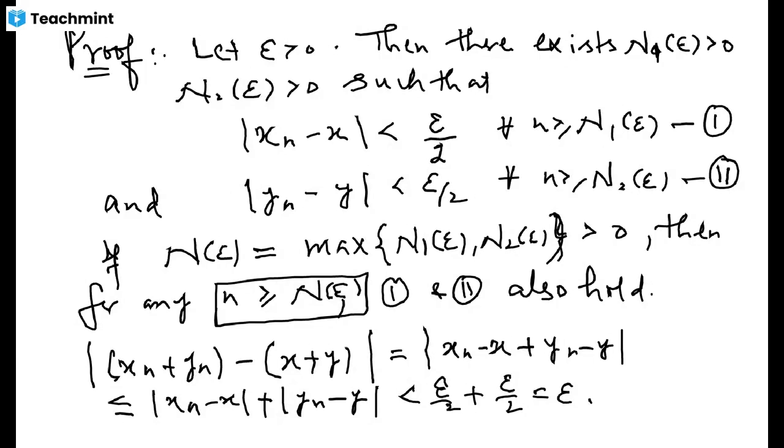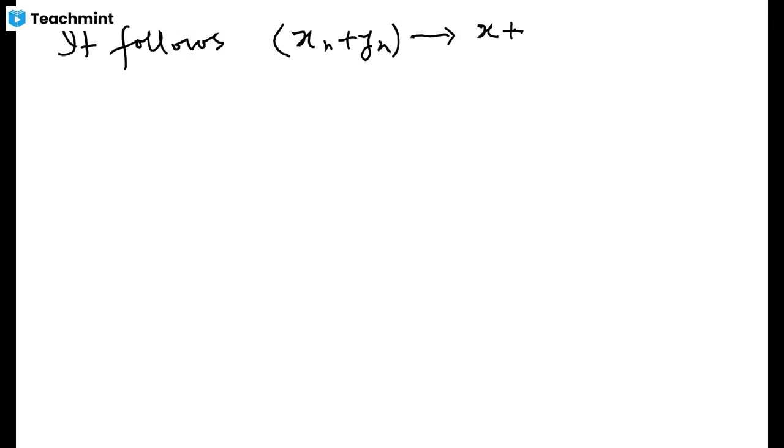Then we have been able to find a natural number n, which clearly depends upon epsilon, such that whenever you have n greater than or equal to n epsilon, the distance of the terms of the sum of the sequence from the sum of the limits, that is x plus y, is less than epsilon. And epsilon was an arbitrary number, and hence by following the definition of convergence, it follows that the sequence xn plus yn is a convergent sequence and it converges to x plus y.